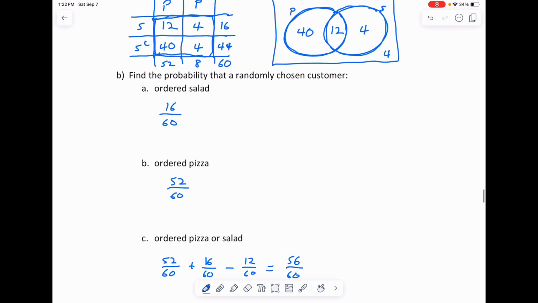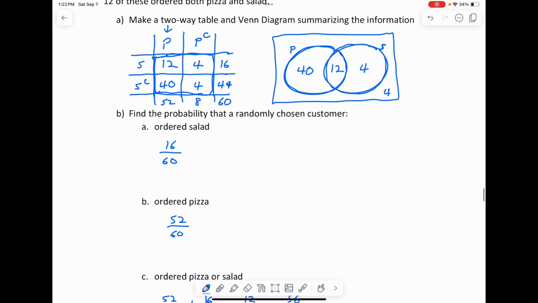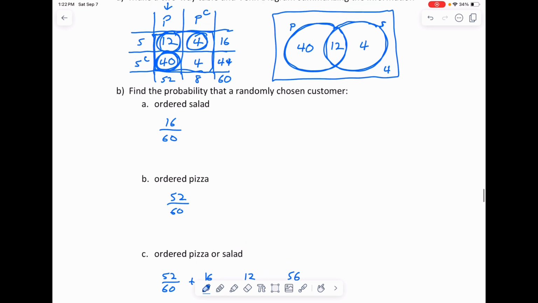Think about what's happening up in this two-way table. I'm going to show this 2 different ways. First, when we think about finding the probability of ordering pizza or salad, again, or is one or the other or both. So one ordered just salad, or just pizza, or both. If you just add those 3 numbers together, that gives you the 56 people out of 60 who did pizza or salad.